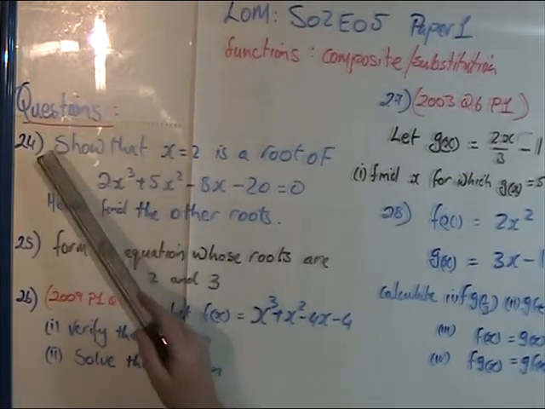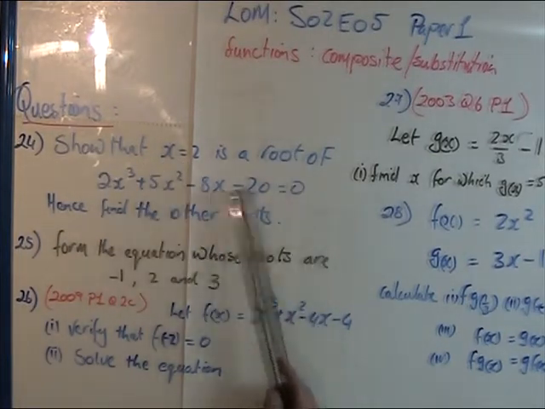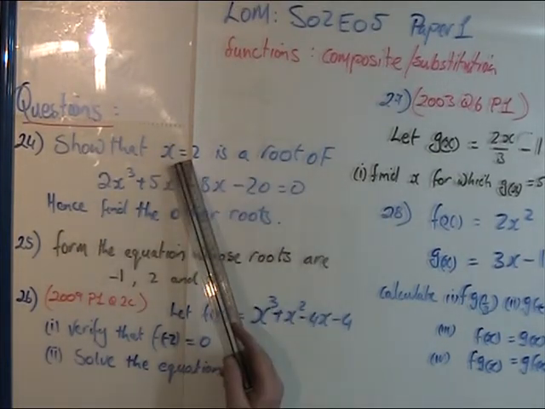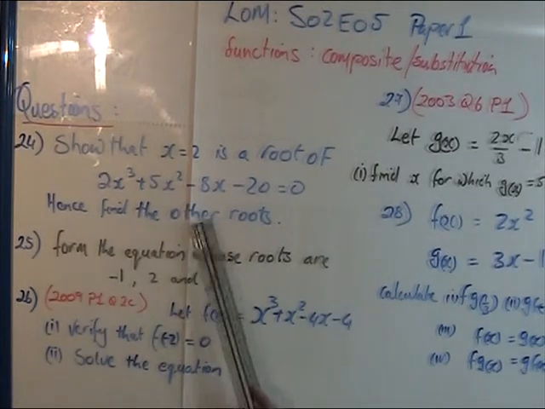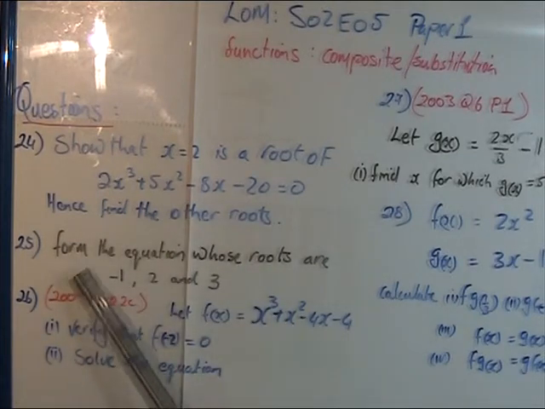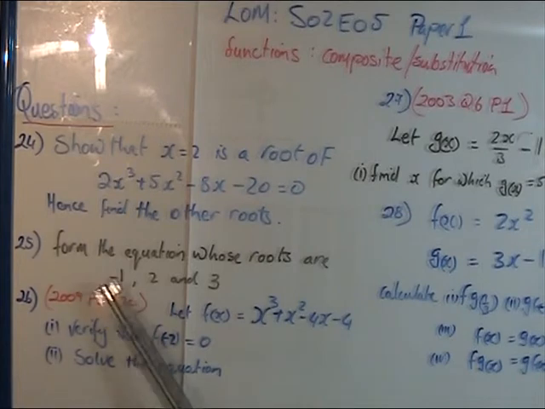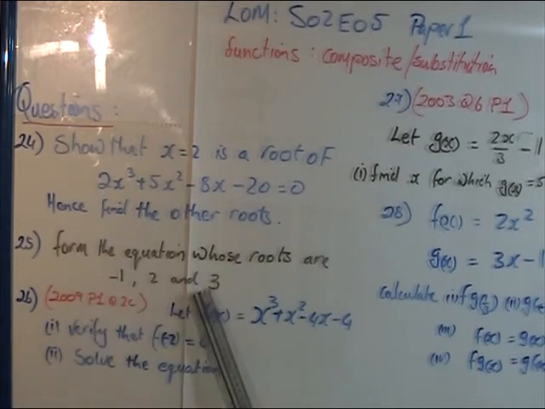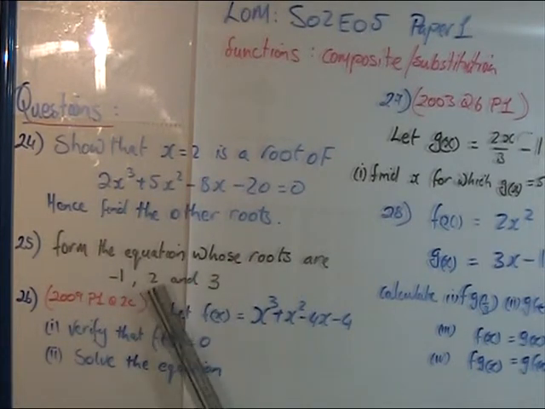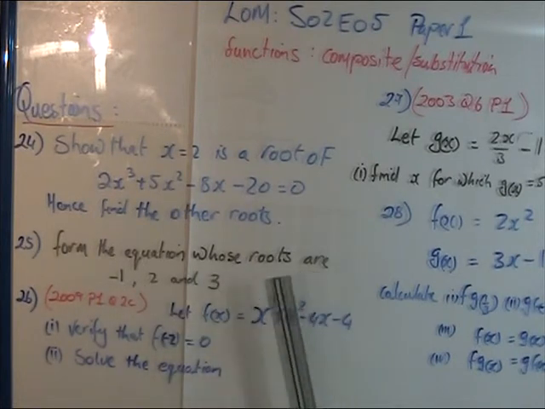Show that x is equal to 2 is a root of that. Now you know how to do this. You divide in the factor, find the other roots by dividing in. Form the equation whose roots are... Well, if these are the roots, bring them back and find the factors and multiply them all out. One bracket by another bracket, then by the third bracket.